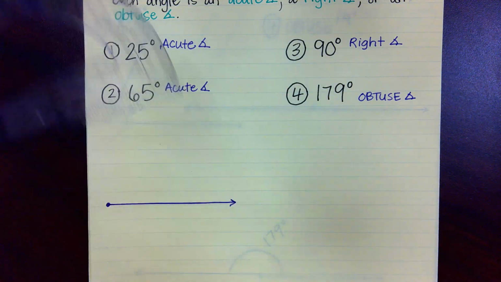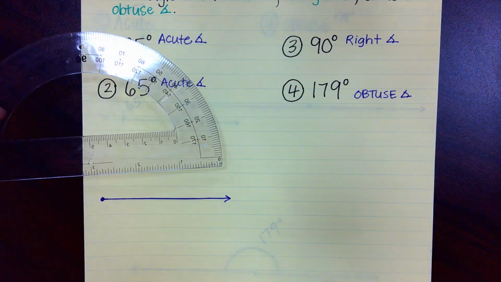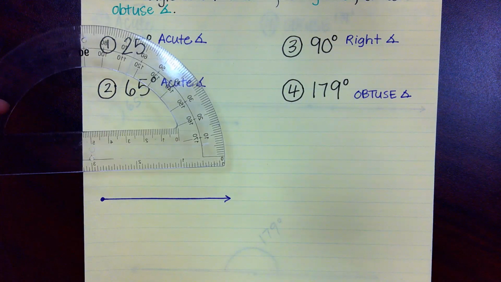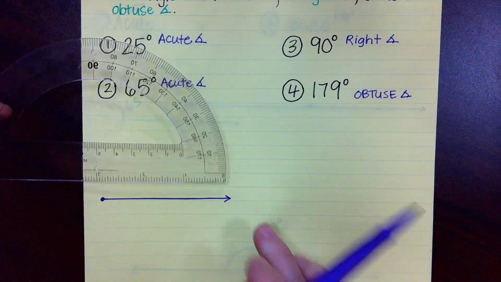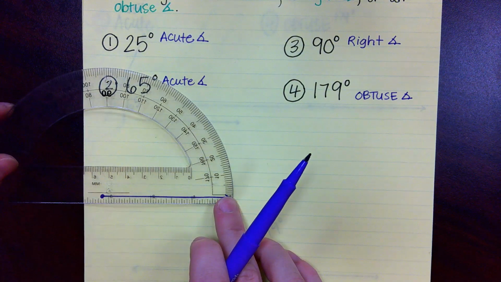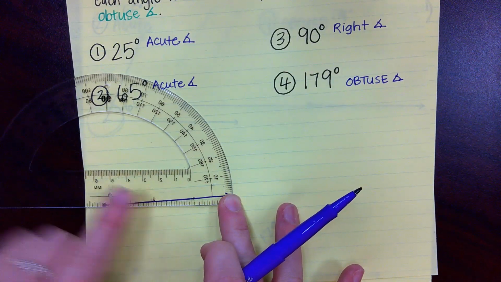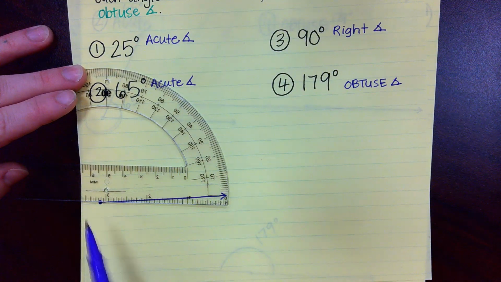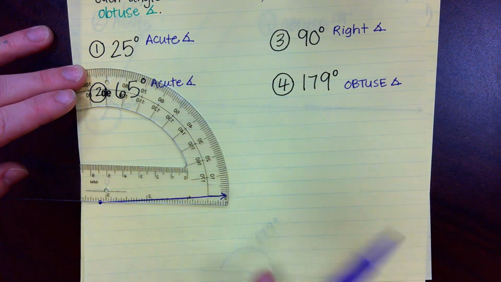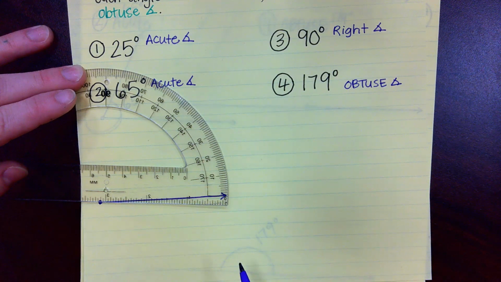And where am I going to line my protractor up to measure 25 degrees, or to measure any angle? At the 0. So that's where the end of my ray goes. And what about the beginning? Where should my starting point line up with? The vertex.